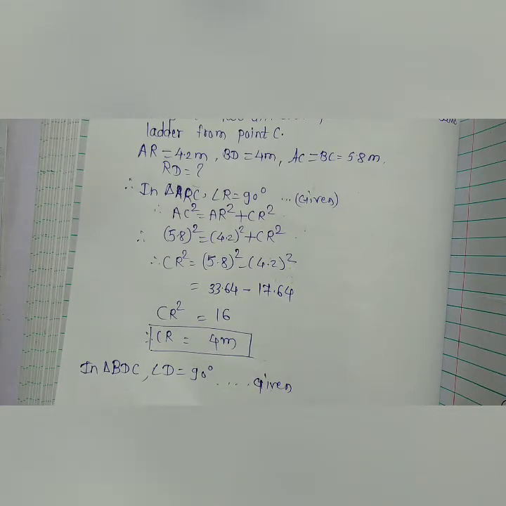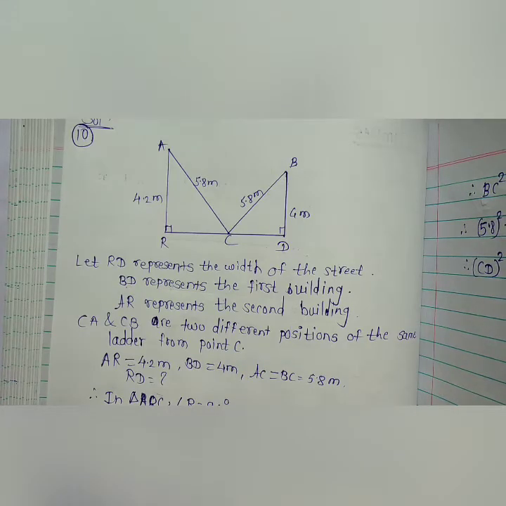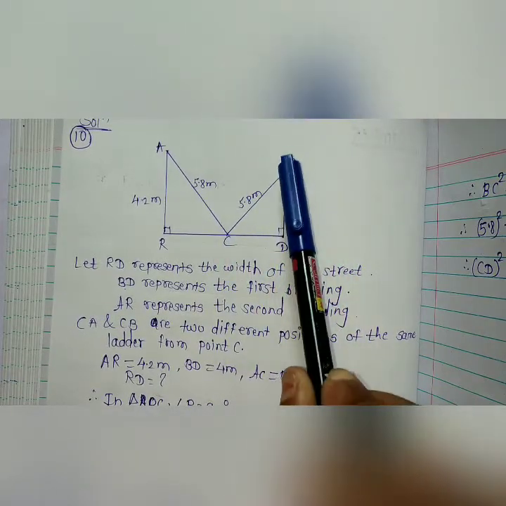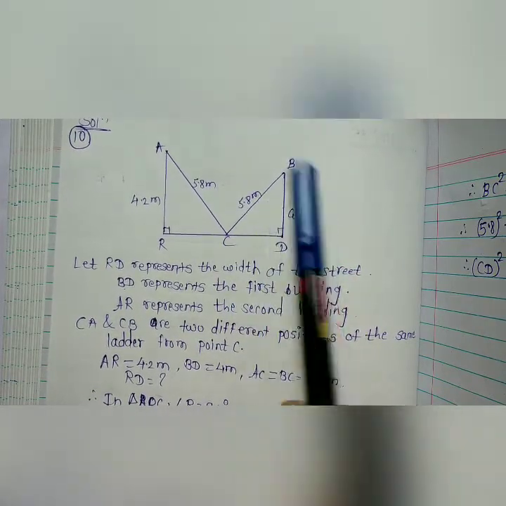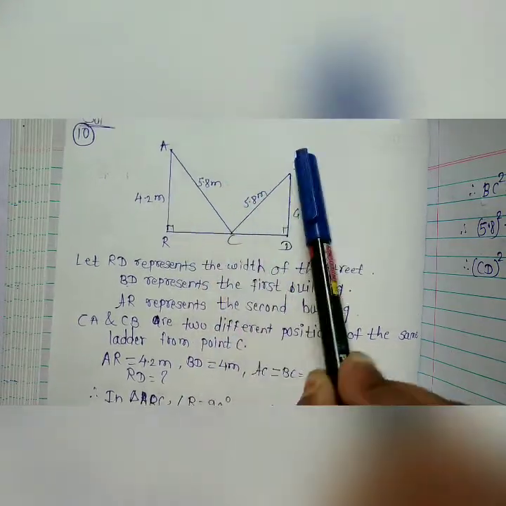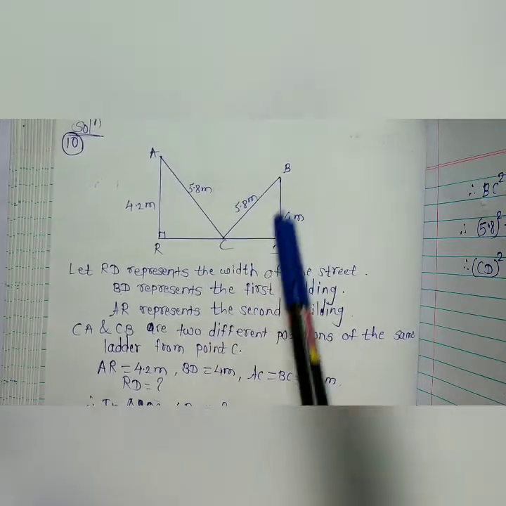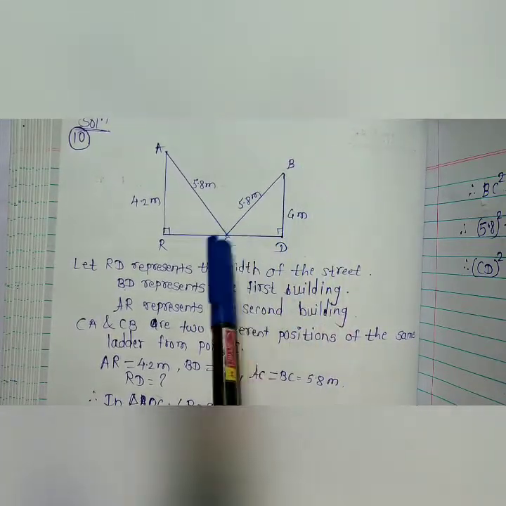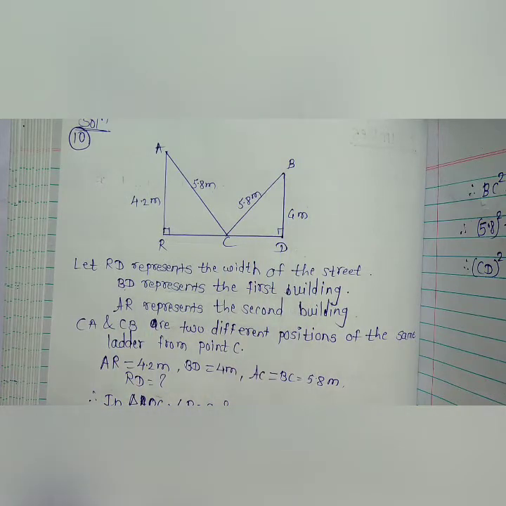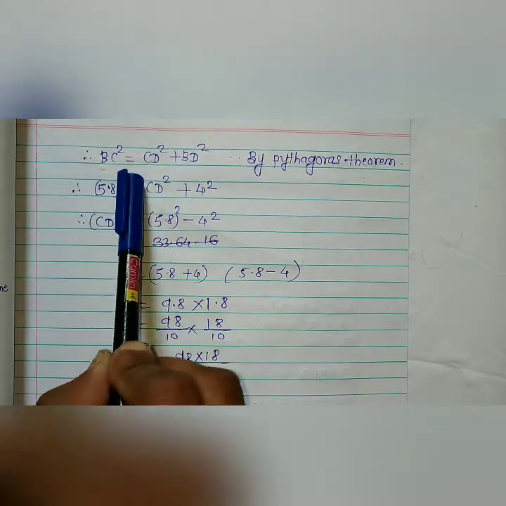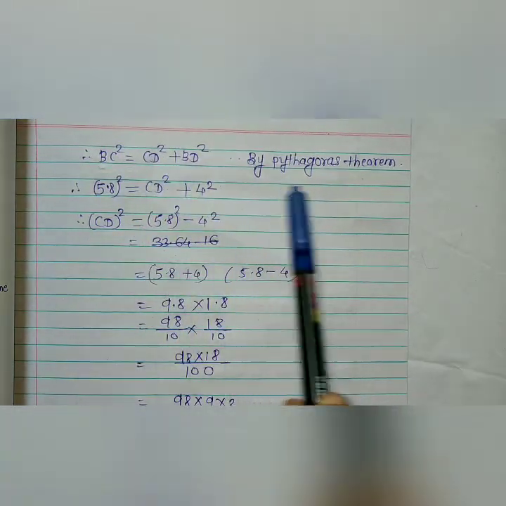Next, to find the value of CD, in the second triangle BDC, angle BDC is equal to 90 degrees. To find the value of CD, apply the Pythagoras theorem: hypotenuse square is equal to base square plus height square. Therefore BC square is equal to CD square plus BD square by using the Pythagoras theorem.